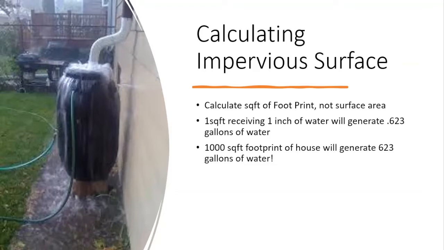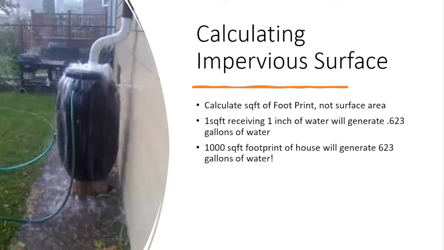So what we want to do first is calculate the square footage of our footprint of our roof, not necessarily the surface area. So if you were to go up and calculate the surface area of your roof with all its peaks and ridges, you would actually get a higher number than just the square footage of your house. So really you just want that two-dimensional footprint of your house to get that square footage.